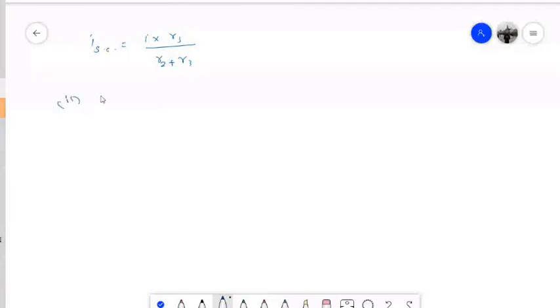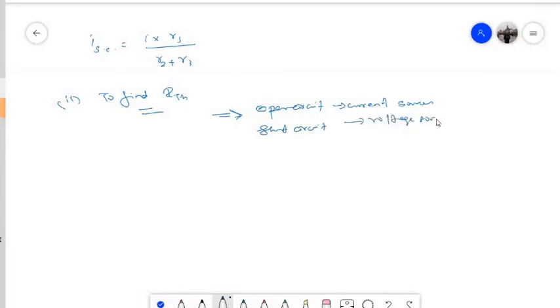The next step is to find RTH. To find it, just as we did in the previous case, we have to open circuit the current sources and short circuit the voltage sources. Once that is done, we have only one voltage source, Vs, which I have short circuited, and then I have R1, R3 and R2. So this has been already short circuited.